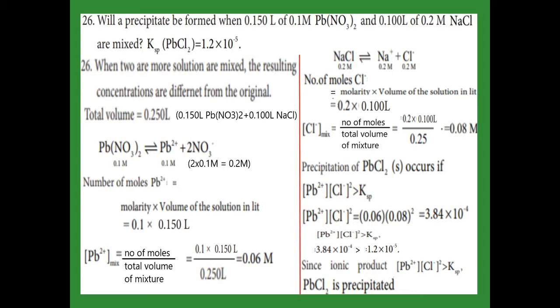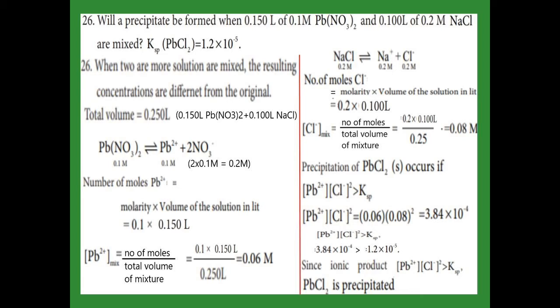Then the first salt, lead nitrate, when it dissolves in water, gives Pb²⁺ and NO3⁻. But we have 2 NO3⁻ on the reactant side, so in front of NO3⁻ put 2. Then for lead nitrate, the molarity is given as 0.1 molarity. 1 mole of lead nitrate gives 1 mole of Pb²⁺, so Pb²⁺ is 0.1 molarity. But for NO3⁻, 2 moles are present, so multiplying 2 with 0.1 molarity, we get 0.2 molarity for NO3⁻.